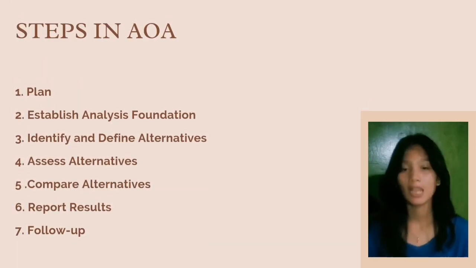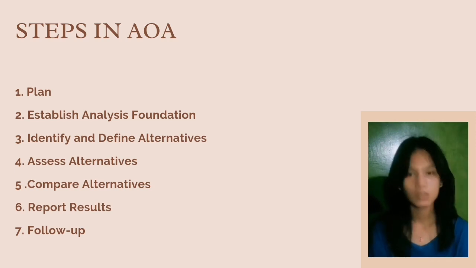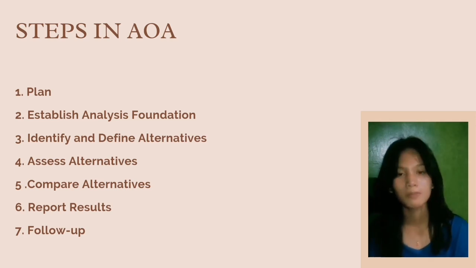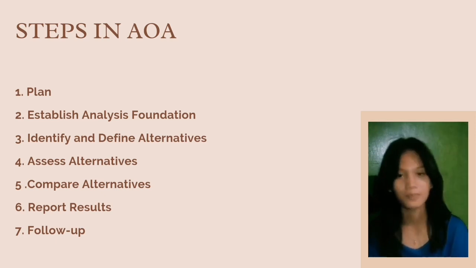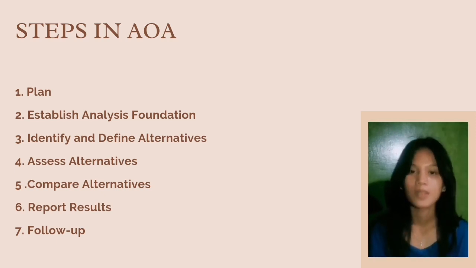Here are the steps in AOA. Step 1 is plan. Determine the goals, schedule, stakeholders, funding, team, and deliverables. Step 2. Establish analysis foundation. Determine the problem and scope being addressed and the ground rules and assumptions. Step 3. Identify and define alternatives. Identify the alternatives to the problem set.